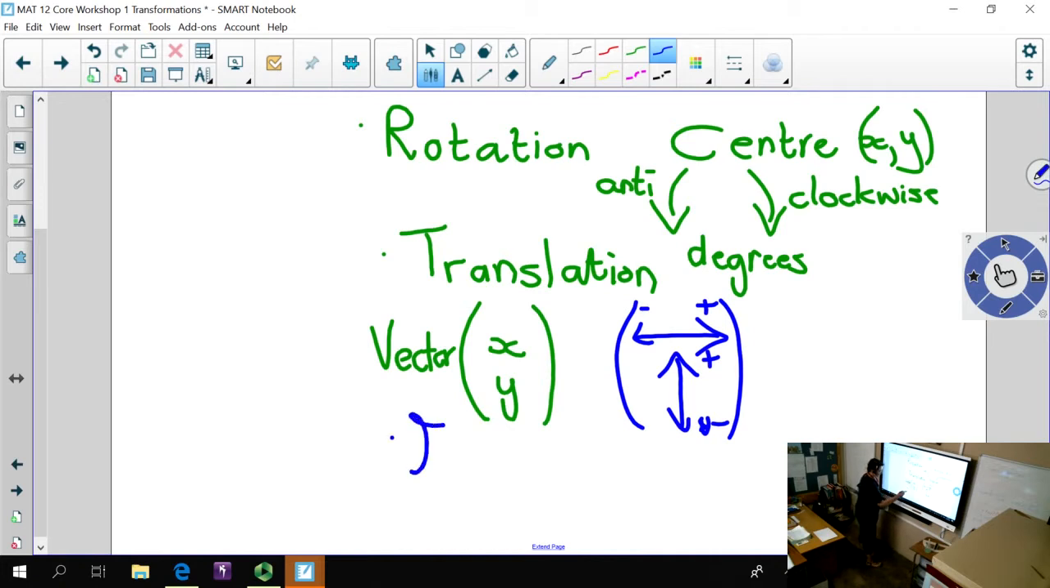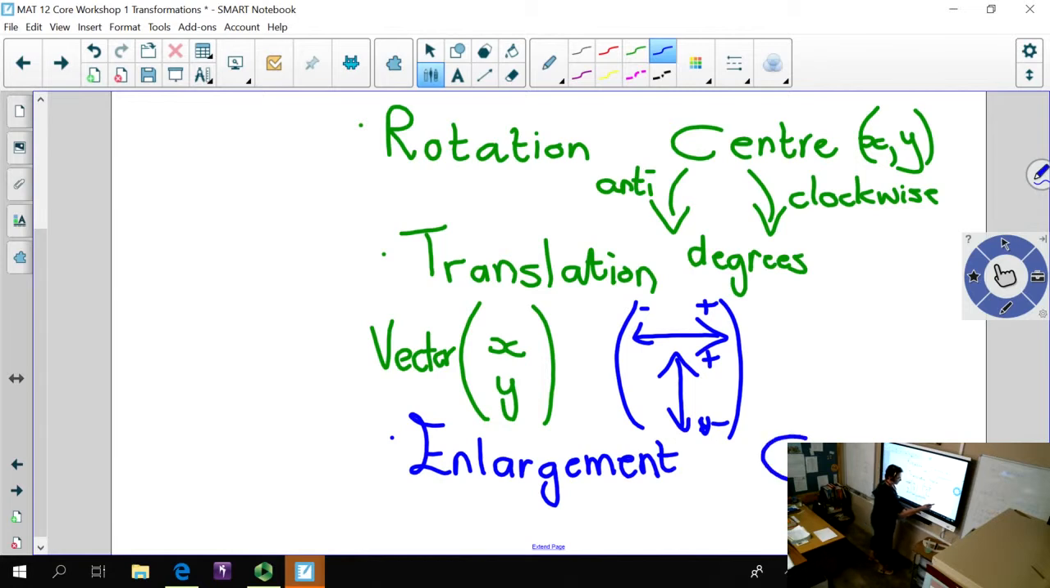And the last one is then an enlargement. When we do an enlargement, we use a center and a scale factor. The center and the scale factor. So how many times have you enlarged it?